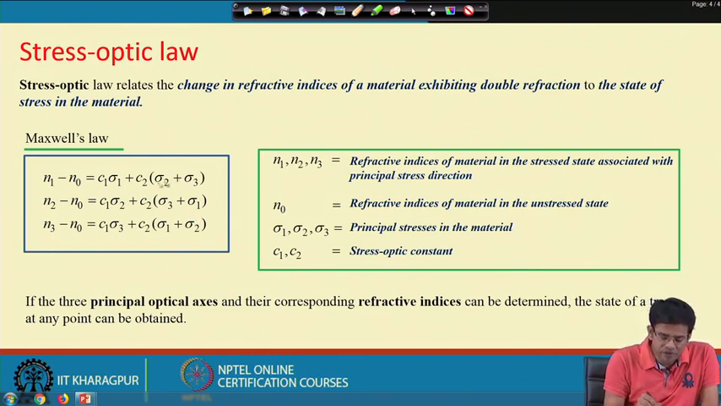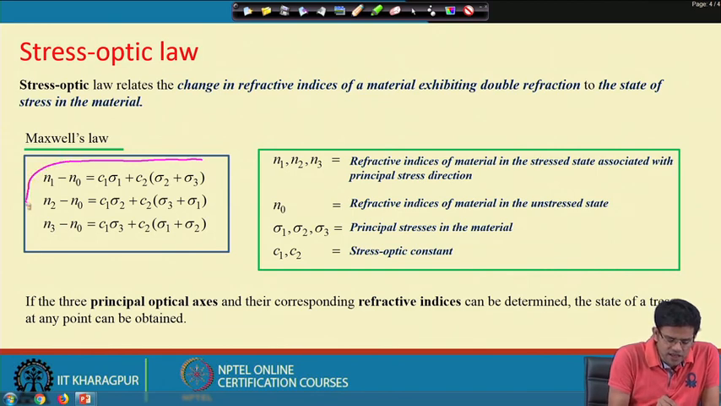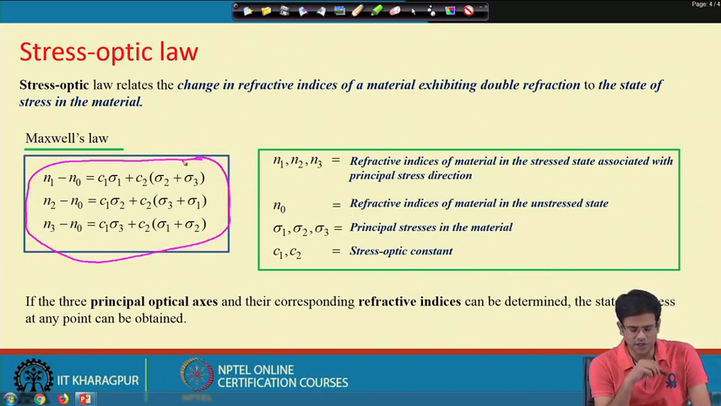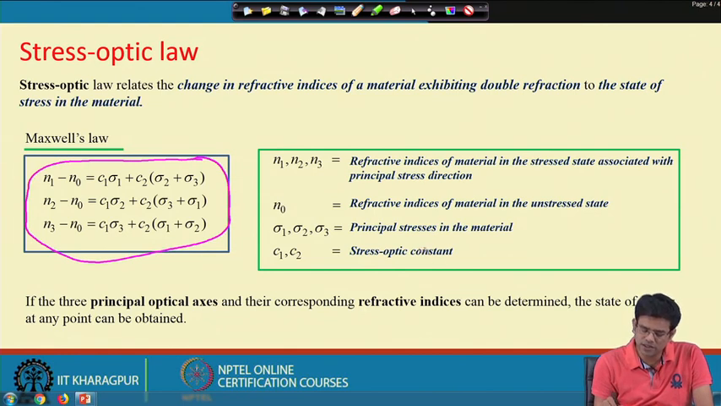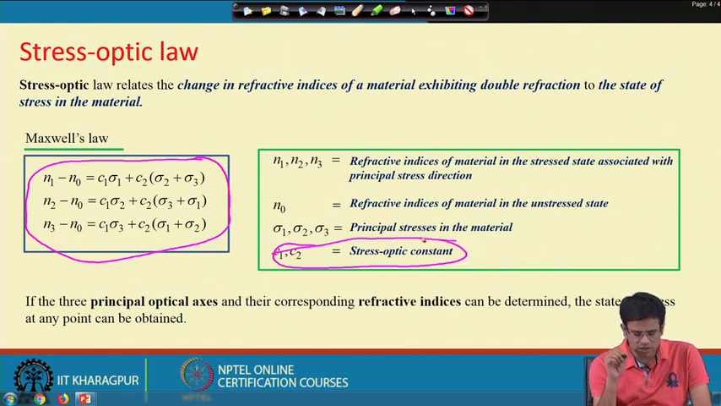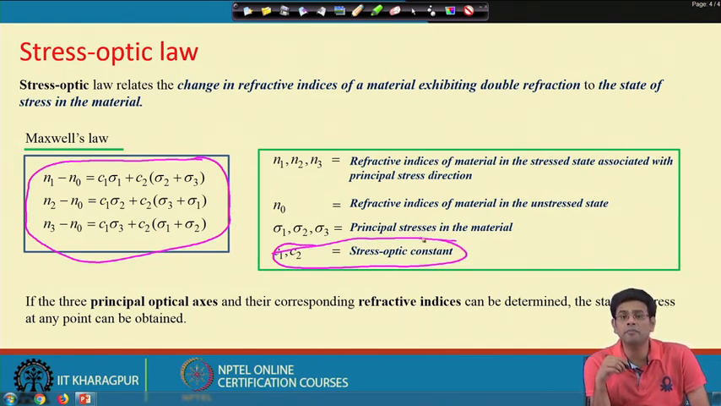This relation is essentially known as Maxwell's relation, where n1, n2, n3 are the principal refractive indices in the stress state, associated with the principal stress directions. n0 is the isotropic refractive index of the material when the body is not stressed at all. Sigma 1, sigma 2 and sigma 3 are the principal stresses in the material, and C1 and C2 are the stress optic constants. These are material constants, a material property.